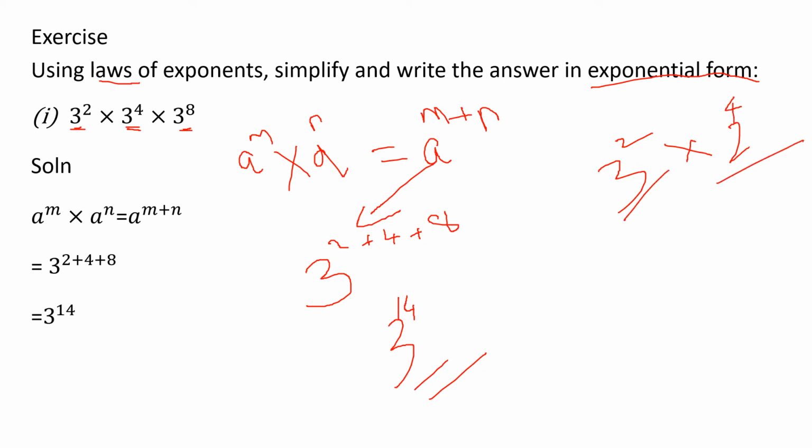So I cannot apply this formula. That you have to keep in mind: all these integers should be the same. Then only we can apply this formula. Is it clear, children? So what is the formula? Repeat the formula again. A power m into a power n is equal to a power m plus n. Is it clear? Now let's see the next problem.